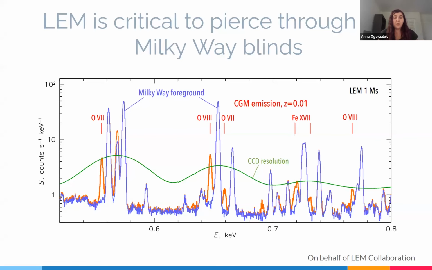And why do you need specifically LEM for this? Well, first of all, the very high spectral resolution is critical to pierce through the Milky Way, which has its own diffuse gas that's all around us and is shown here in purple. The circumgalactic medium of external galaxies, shown in red, can only be resolved from the Milky Way emission if you have high enough spectral resolution. And as you can see, a CCD type detector, shown here in green, basically does not stand a chance of getting that very weak signal.